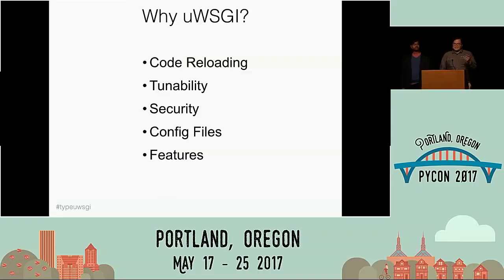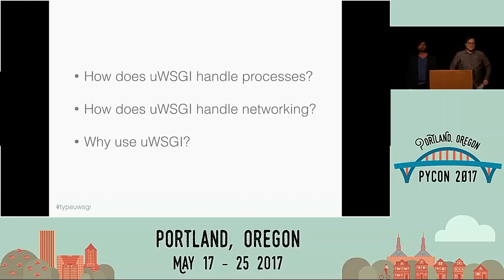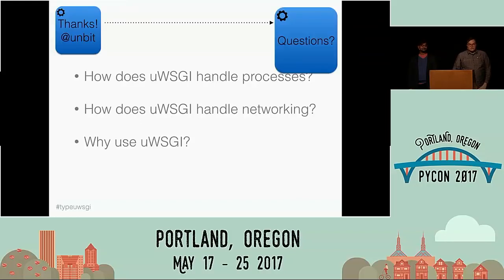Hopefully now we have an answer to the questions of how uWSGI handles processes, how uWSGI handles networking, and why we think you should use uWSGI. Like we said before, notably those first two are pretty consistent across any Python web application server, like Unicorn or some of the mods that you can do with Nginx or Apache. But there are some very specific uWSGI things that we think make it worth at least exploring and maybe adding to your stack. And with that, we want to thank all of you for coming.